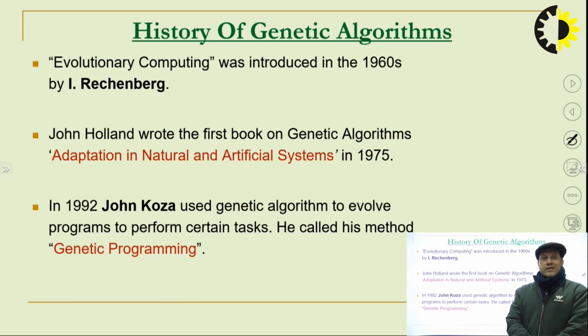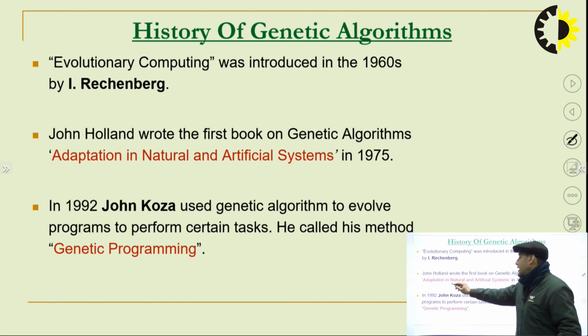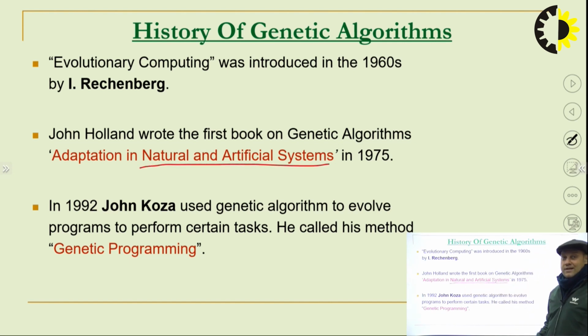Let me discuss the history of genetic algorithms. As we know, evolutionary computing was first introduced in 1960 by I. Rechenberg. Again in 1975, John Holland wrote the first book on genetic algorithms, and the name of that book is Adaptation in Natural and Artificial Systems, which he wrote in 1975. These are some history facts that I am just going to brief you.